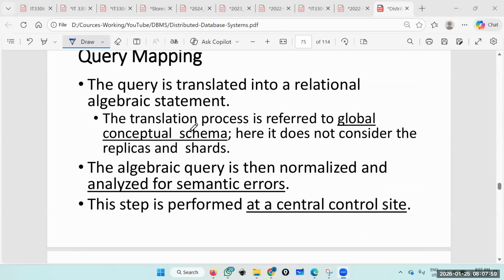Right. So first you need to do the mapping of the query into the conceptual schema. That can be done in the central or controlling side because this is planning work. So that must be done at the node itself or maybe at the central side.